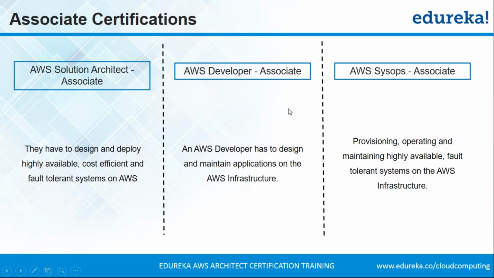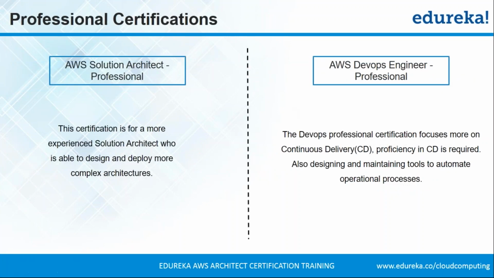All right, let's move on to our professional certifications now. The professional certifications are two. One is the AWS Solutions Architect Professional and one is the AWS DevOps Engineer Professional. Like I said, if you want to become an AWS Solution Architect Professional, you have to have an AWS Solution Architect Associate certification first. Then only you can apply for an AWS Solution Architect Professional exam.